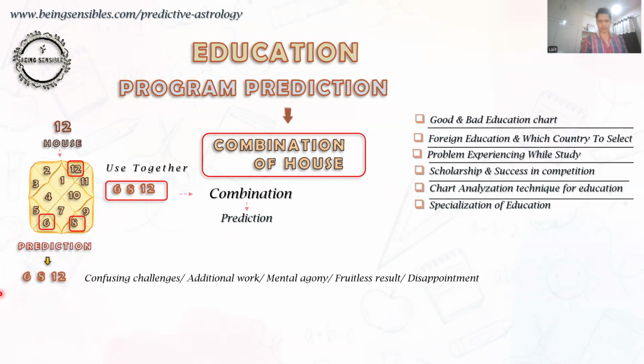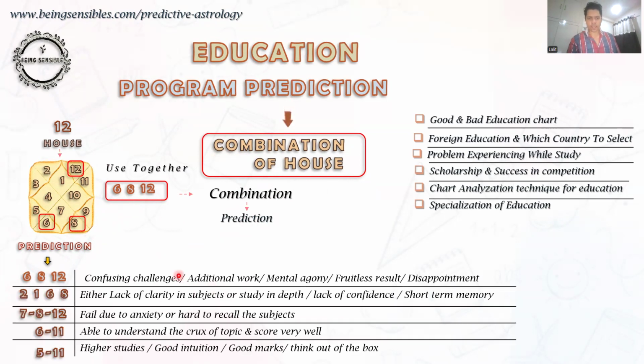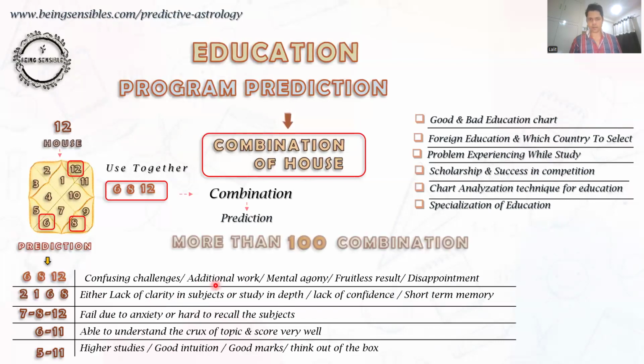So if anyone has a 6 or 12 in the fourth house or fifth house, as per the concerned houses, the child would face more confusion while studying addition work and mental economy. These are a few things where, based on different combinations, the child will experience different challenges. Even the learner also experiences them as per the combinations.